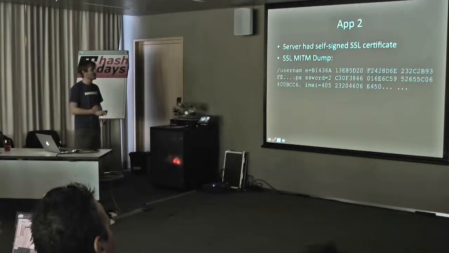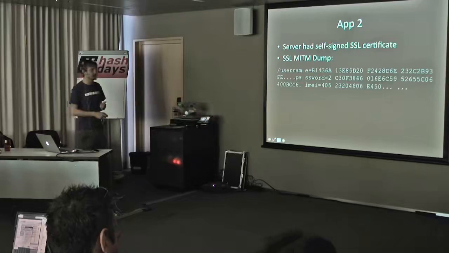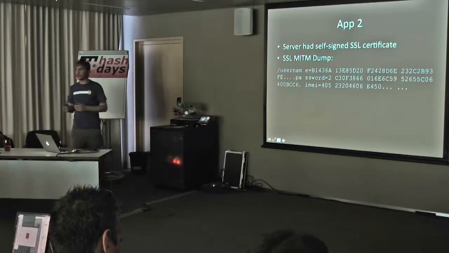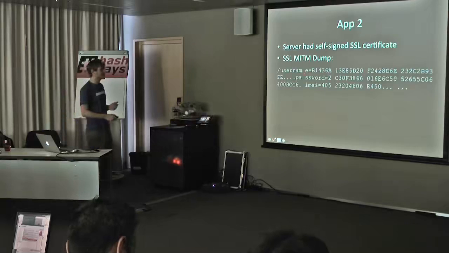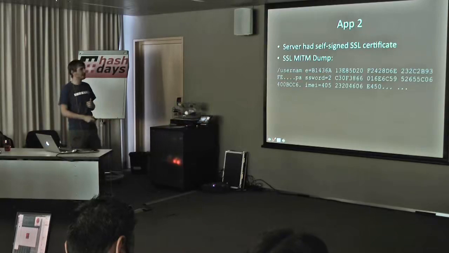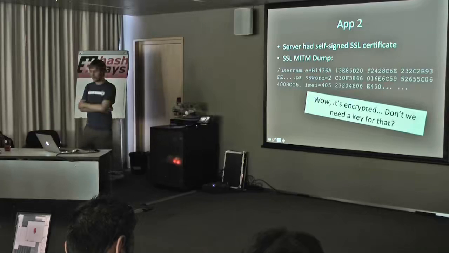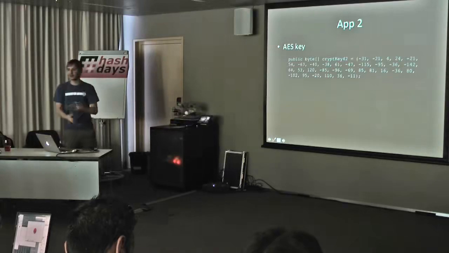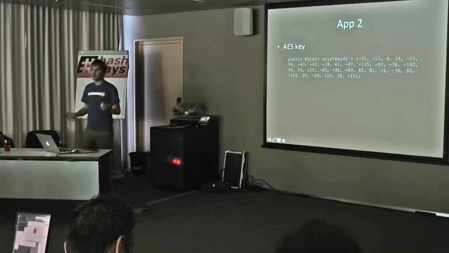Okay, another app, where the first problem was that it had a self-signed SSL certificate, which is bad on its own. So we did a standard man-in-the-middle attack for SSL. And what we saw was something like, oh, that's not really the password we entered as a test. So basically, it looks encrypted. So don't we need a key for that? And of course, you'll just find it in the app. So a self-signed SSL certificate and a key in the app is pretty much a fail.